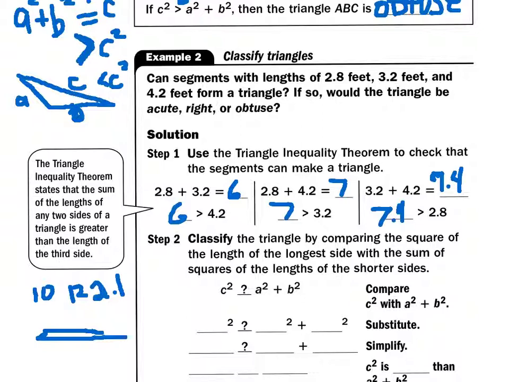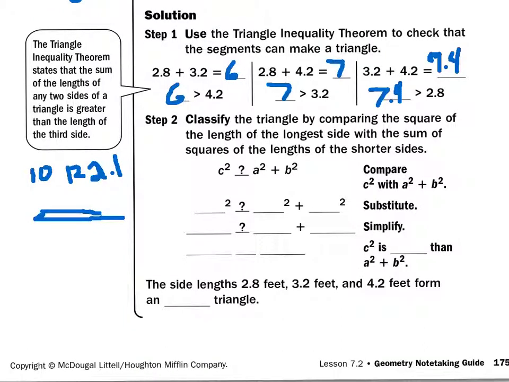Okay, let's classify the triangle. So we have a squared plus b squared. What is a squared plus b squared in this triangle? Okay, first we have to decide which side is which. So the longest side we always call C. So the longest length in here is a 4.2. So we're going to substitute the 4.2 in for the C. And then remember, I flip it around, so I'm going to put 4.2 over here.